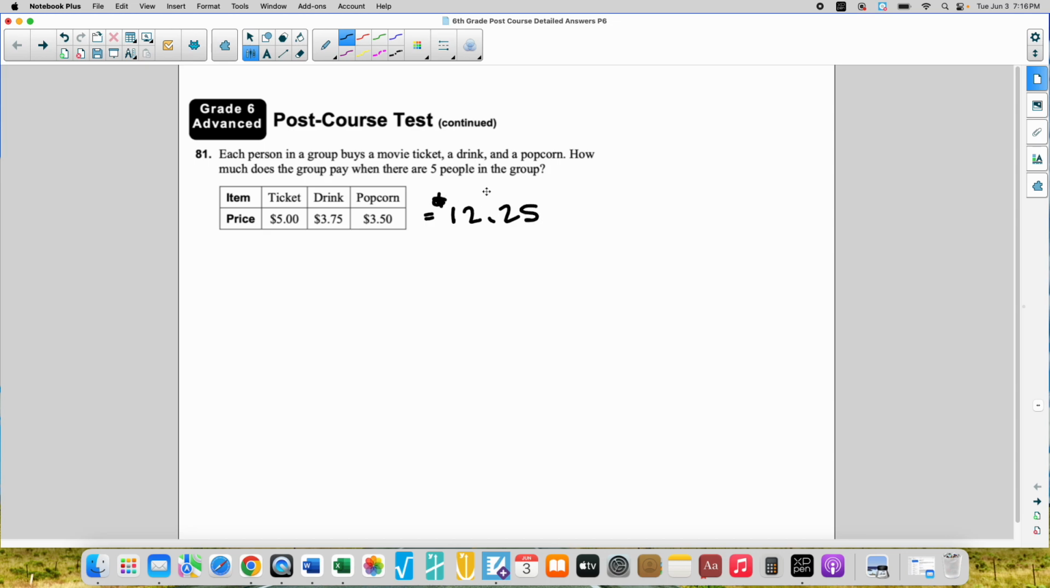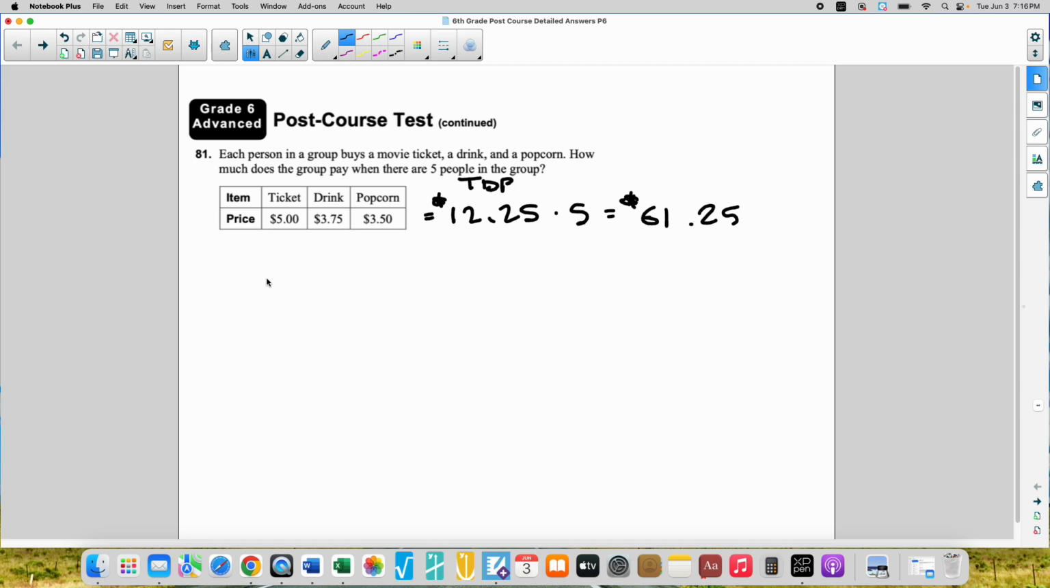That's sort of like a package: ticket, drink, and popcorn costs you $12.25, and you can multiply that by 5, and that would get you $61.25. See, that's what knowing multiplication does for you.